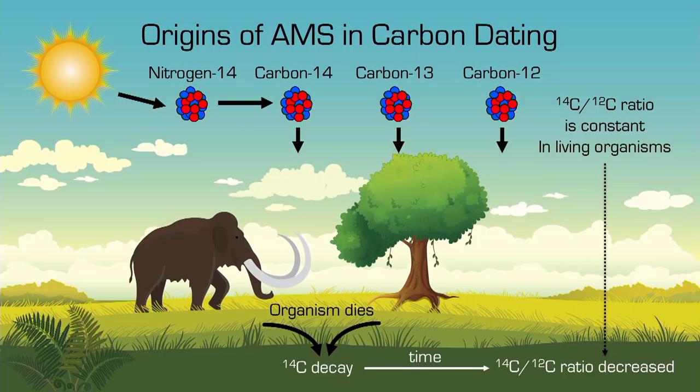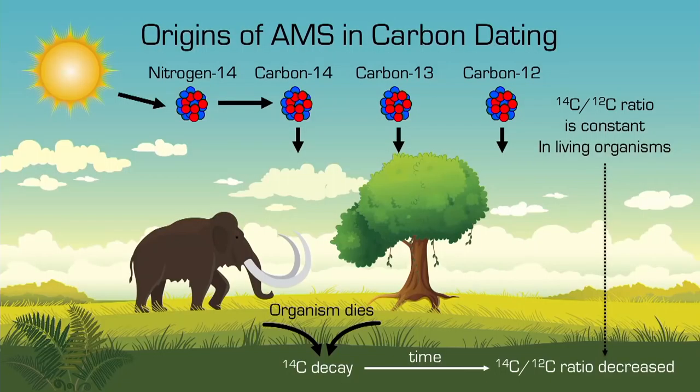And how this works is through cosmic radiation, it forms carbon-14 in the atmosphere by what's called neutron capture from nitrogen-14. So you have these carbon-14s in the atmosphere along with your stable carbon-13 and carbon-12. And all living things absorb this carbon into their body throughout their lifetime. And that ratio of your unstable C14 to your stable carbon-12 is fairly constant as you go through life.